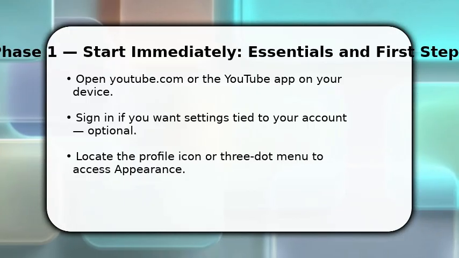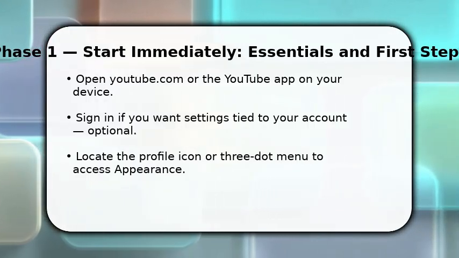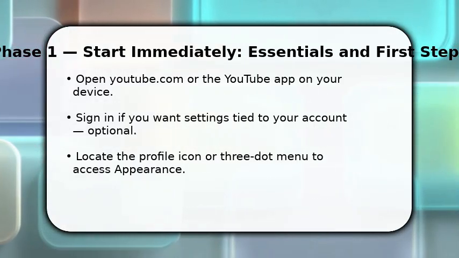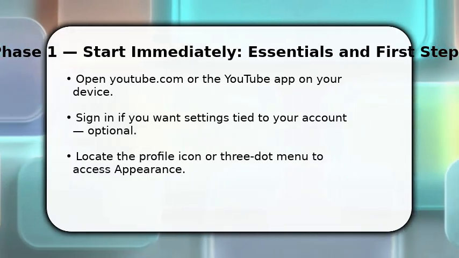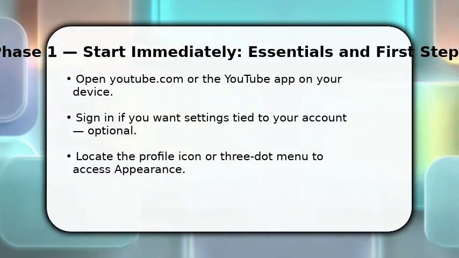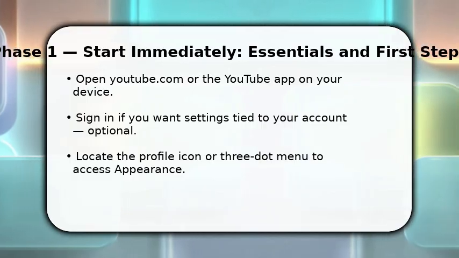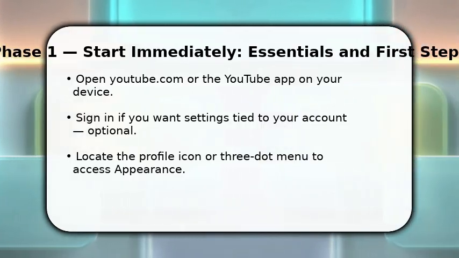Do not search elsewhere. You want to reach the appearance controls as the first actionable step so you can change the theme. This direct start avoids guesswork. Move to the Appearance option and make sure you're on the right account or device before proceeding.